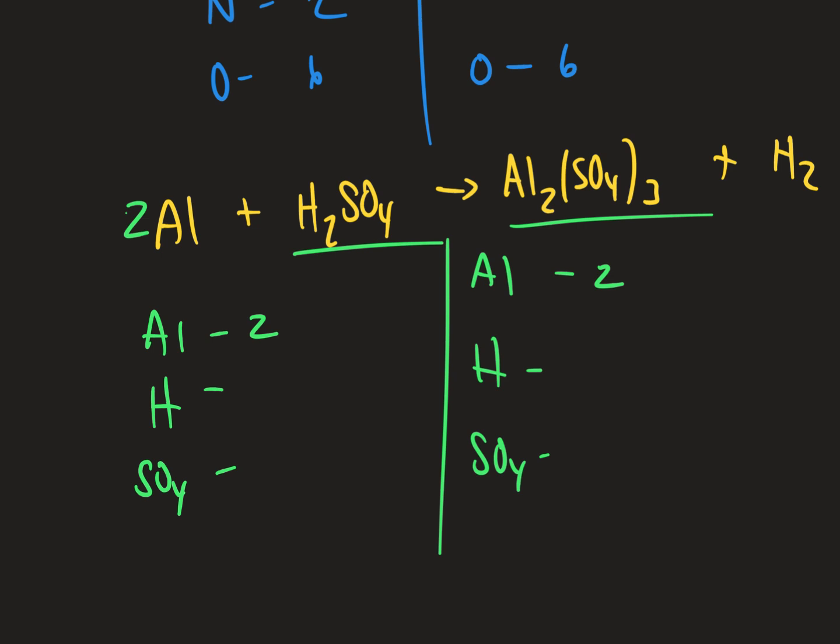So what do we need on the front of H2SO4? A 3. 3 and 3. Are we good? Questions? Okay. And then hydrogen, we have 6 right there and only 2 right there. So what needs to go in front of that H? A 3. Done. If you want to make sure you did it right, let's just double check. Count them again. Good?